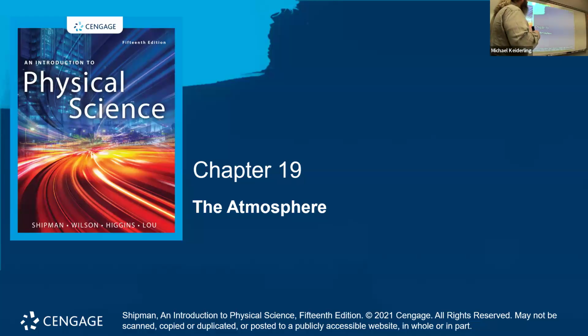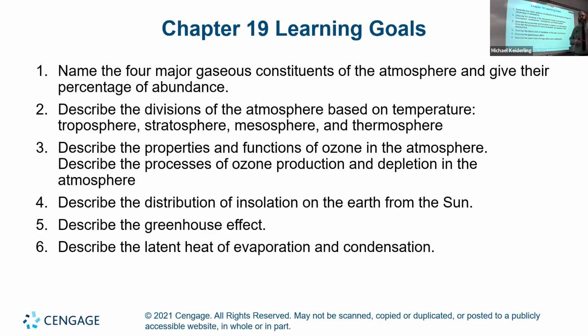So we are starting chapter 19 on the atmosphere. We're going to go over the four major gaseous constituents of the atmosphere and talk about their abundances. We'll look at the divisions of the atmosphere based on temperature: the troposphere, stratosphere, mesosphere, and thermosphere. We'll describe the processes and functions of ozone in the atmosphere and the process of ozone production and depletion in the atmosphere.